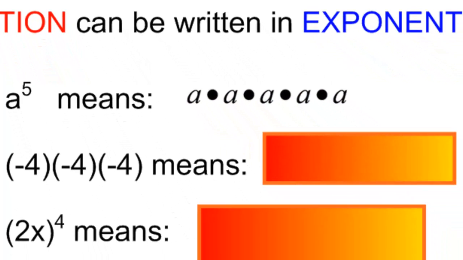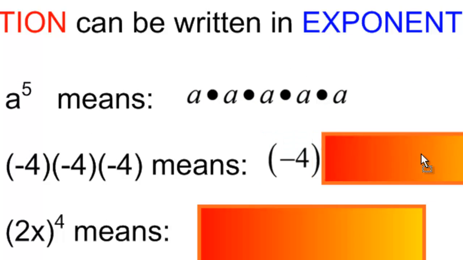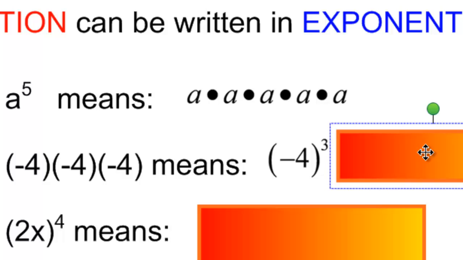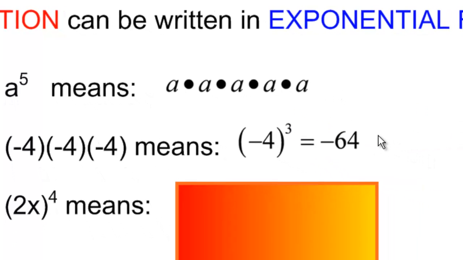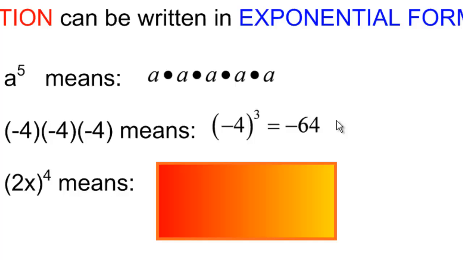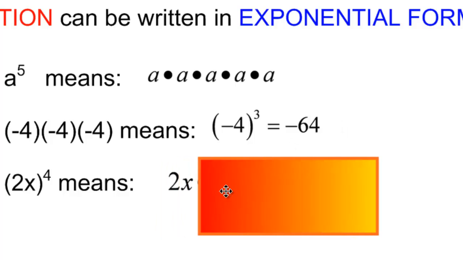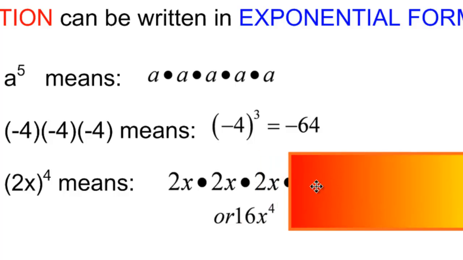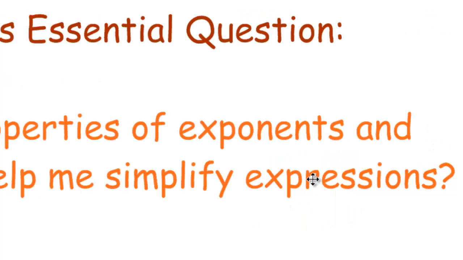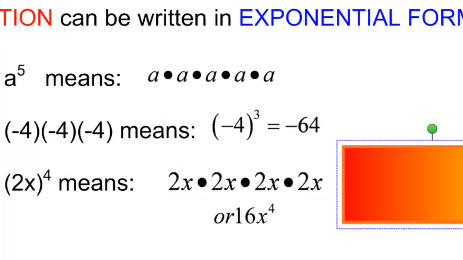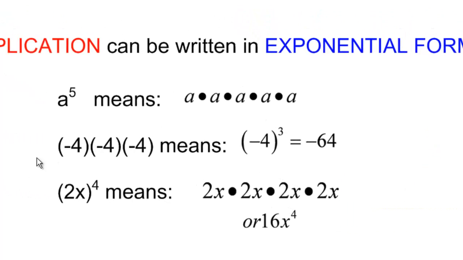If I have -4 times -4 times -4, I can write it in exponential form more efficiently as the opposite of 4 raised to the third power. And then if I evaluate that, -4 times -4 times -4 also means -64. If I have 2x to the fourth, it means I'm going to take 2x times itself 4 times, and 2 times 2 times 2 times 2 is 16, and x times x times x times x is x to the fourth. So I would get a final answer of 16x to the fourth.